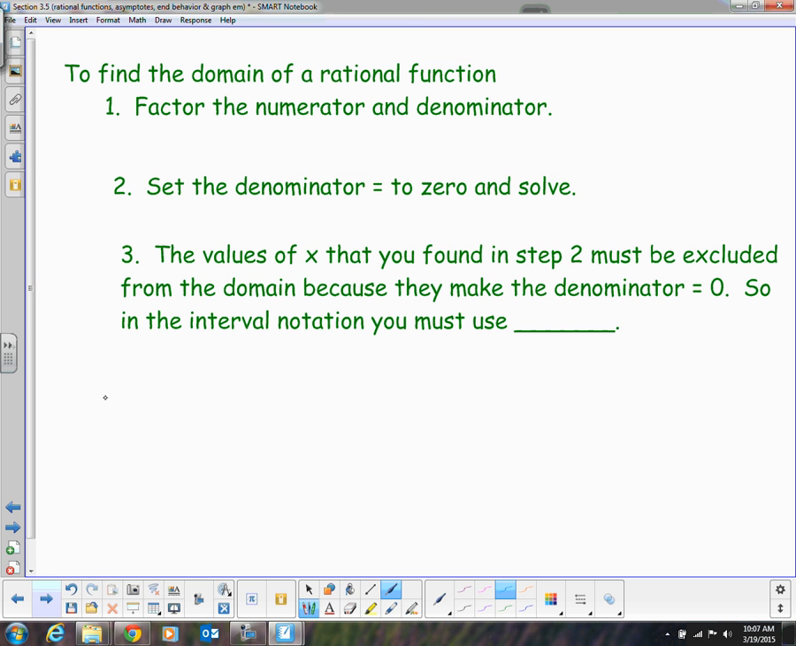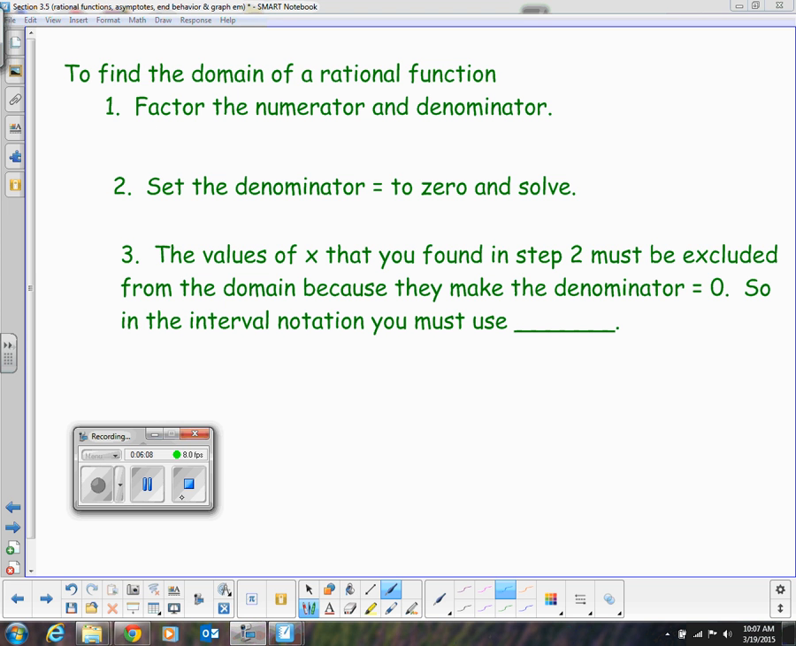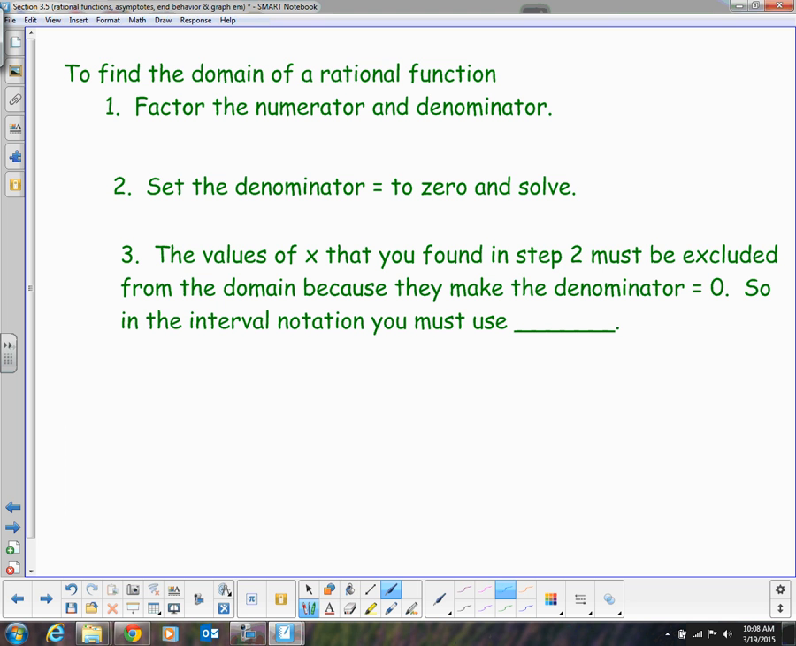Okay. So to find the domain of a rational function, you're going to factor the numerator and denominator. You're going to set the denominator equal to 0 and solve. I don't know why I said factor the numerator unless I want you to find holes too. The x values that you found in step 2 from the denominator must be excluded from the domain because they make the denominator equal to 0. So in the interval notation, you must use parentheses. But you already know this. So let me see if there's anything new.